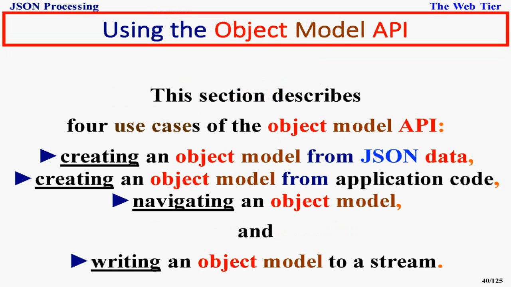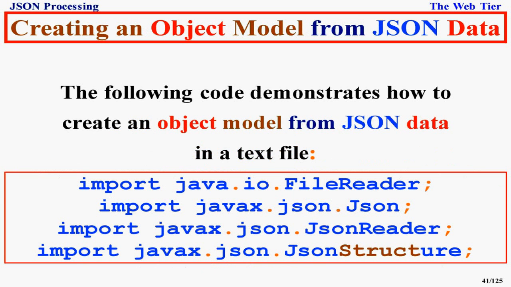Creating an object model from JSON data. Creating an object model from application code. Navigating an object model, and writing an object model to a stream. Creating an object model from JSON data. The following code demonstrates how to create an object model from JSON data in a text file.